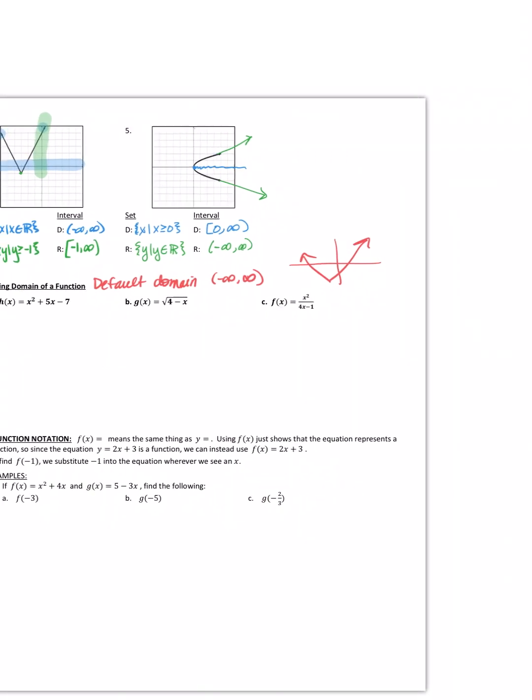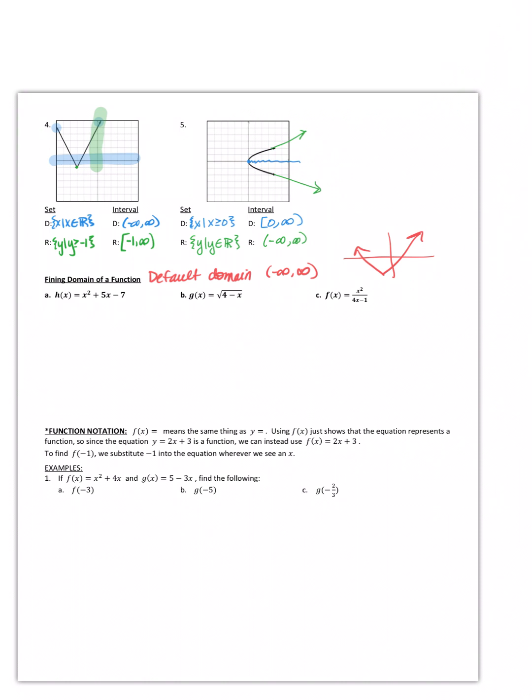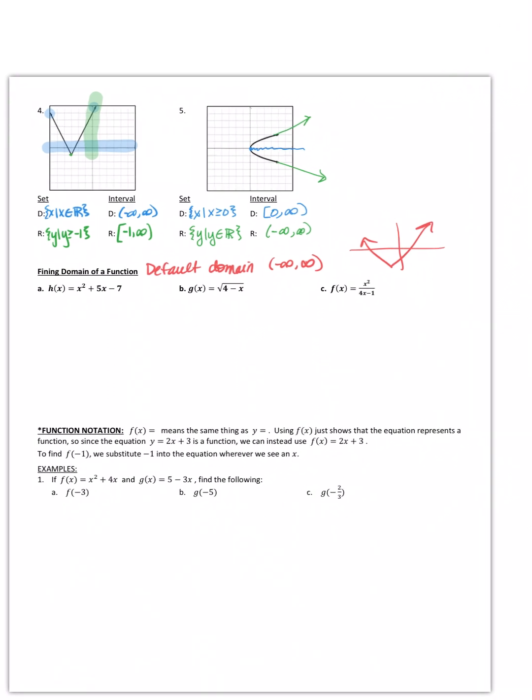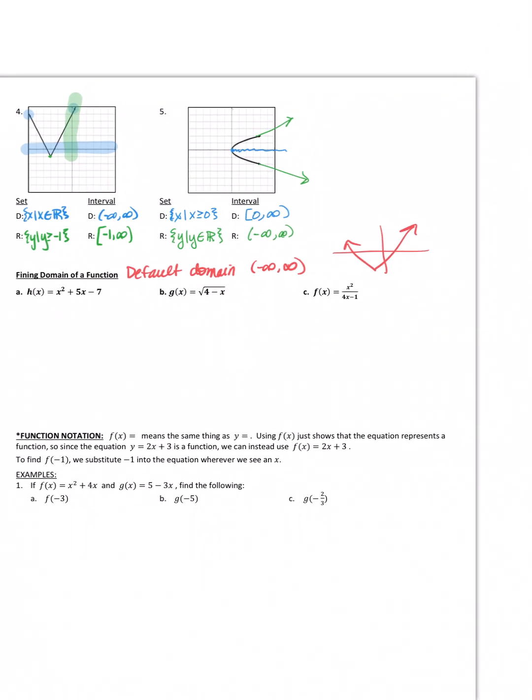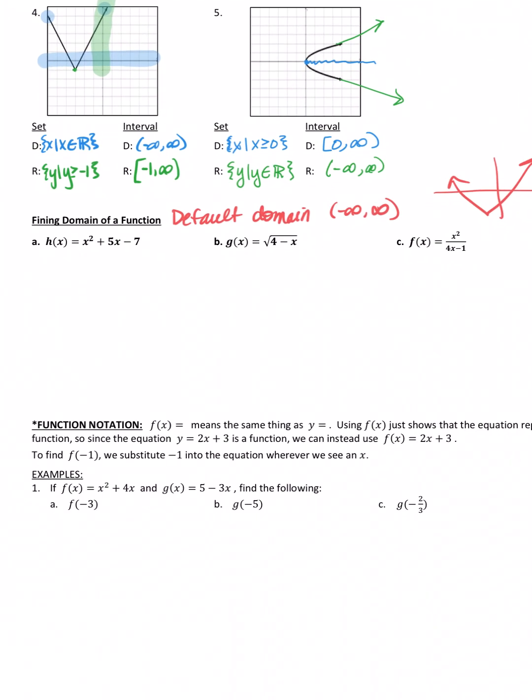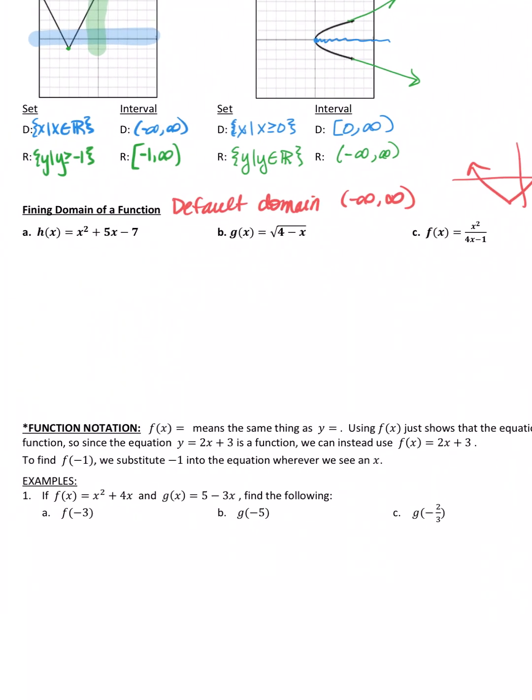However, there are limitations to some graphs, and we're going to show you some. A couple things can happen. It can become imaginary, it can become undefined, and we want to avoid those places because that's where x doesn't exist. So look at these equations. I'm going to show you some tricks, okay? Look at this one. H of x equals x squared plus 5x minus 7.